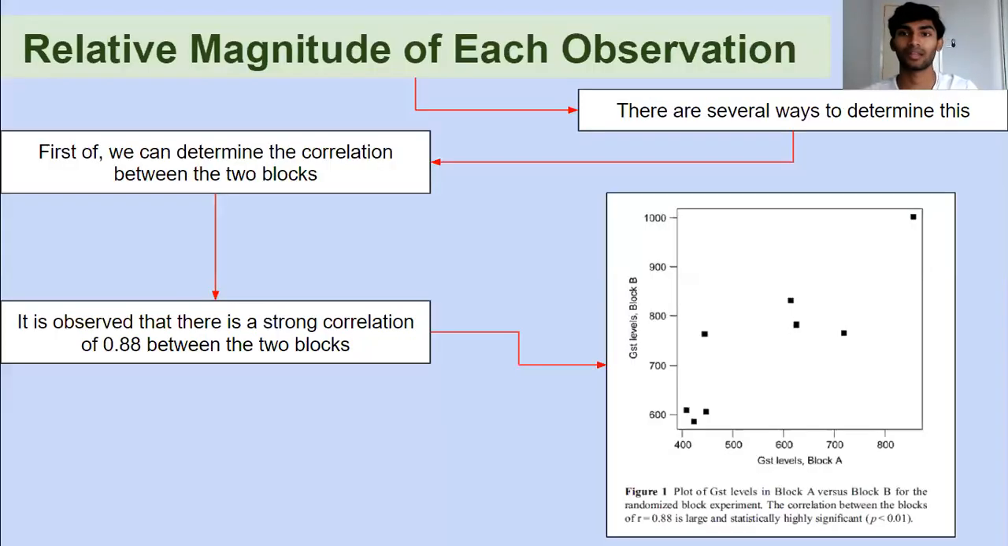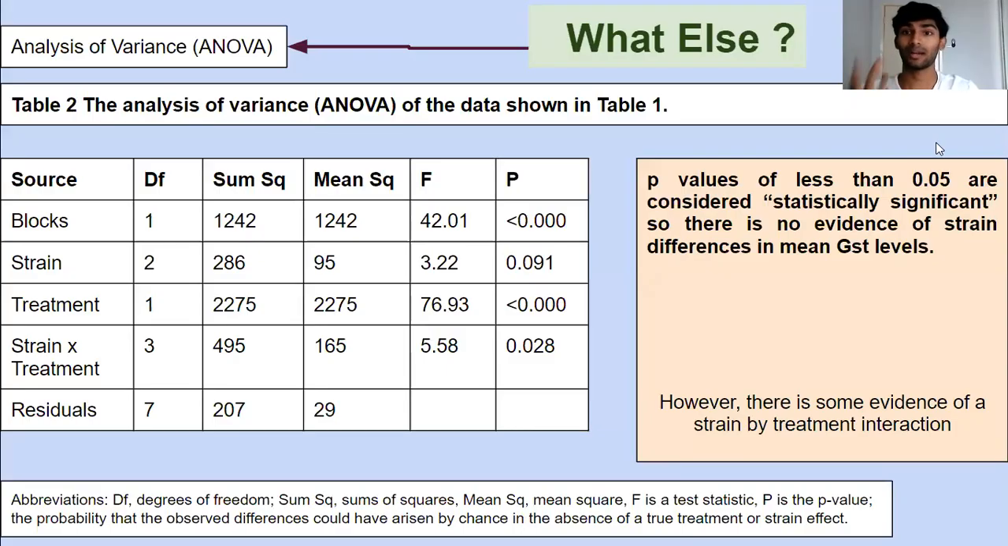So how do we do that? There are several ways to determine this. First of all, we can determine the correlation between the 2 blocks. From this figure here, we observe that there is a strong positive correlation of 0.88 between the 2 blocks. So what else? We could also conduct ANOVA, the analysis of variance. Table 2 shows the ANOVA of the data which we saw earlier in table 1.